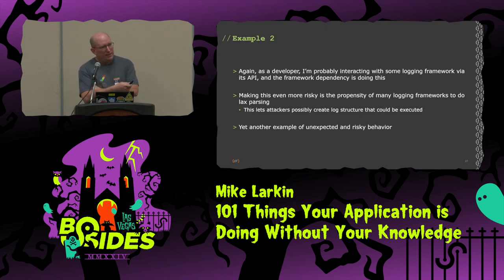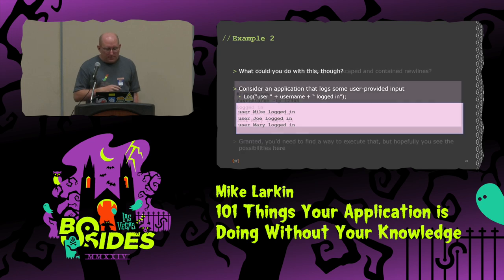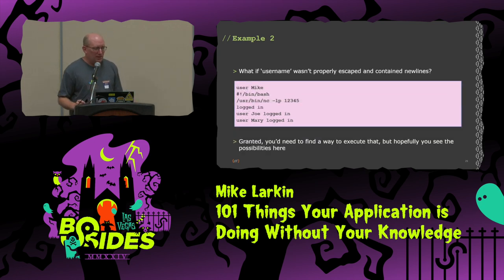So what could you do with something like this? A kind of contrived example is something like this. Consider an application that logs some user-provided input, like "user foo logged in." So you get a log message that looks like this. Now, what could happen if the string in here was not properly parsed by the logging framework? I mean, in theory, I could do something like, that's my name. My username is that. Now, granted, you'd probably have to find a way to somehow execute that, but there's a lot of different things you could do with this, right? Now you have an opportunity for somebody who's controlling one part of an application to write data into a log file that could then possibly be executed by something else that was commandeered from some other vector.